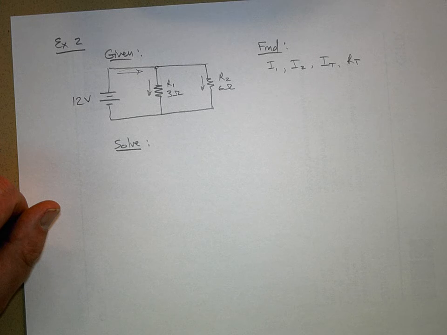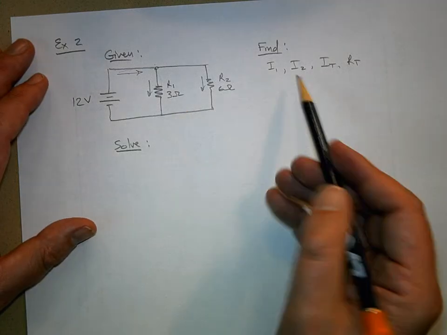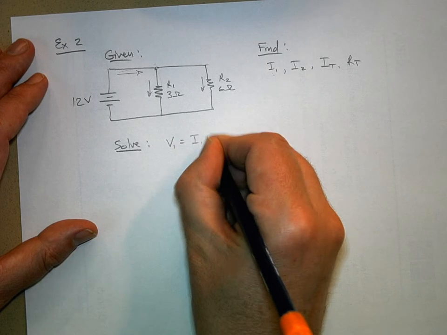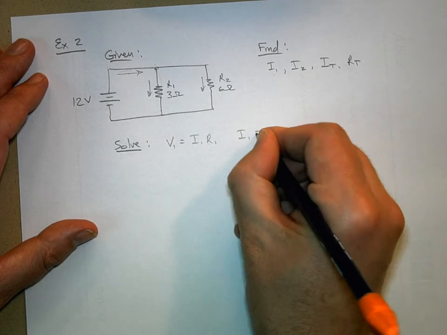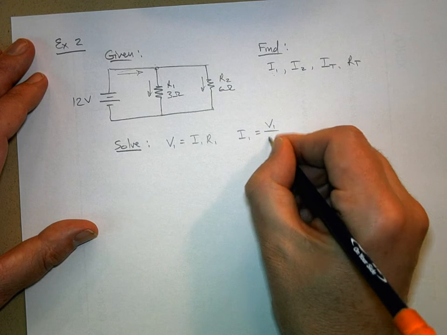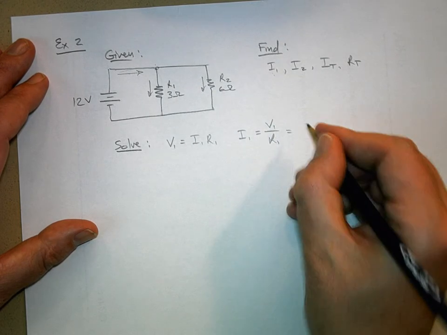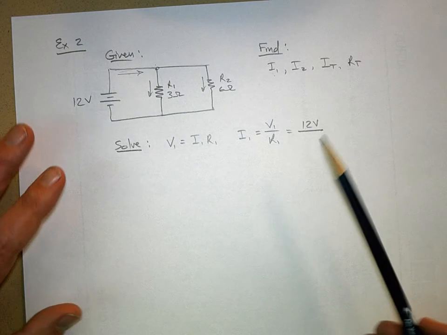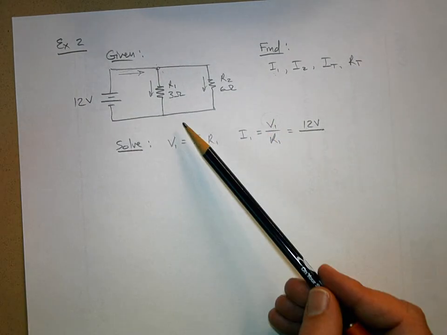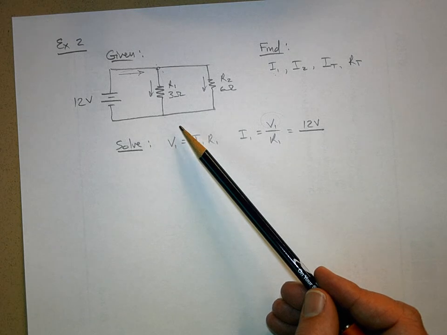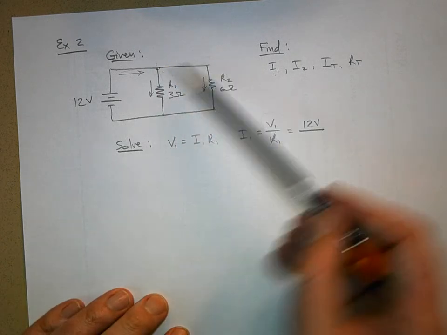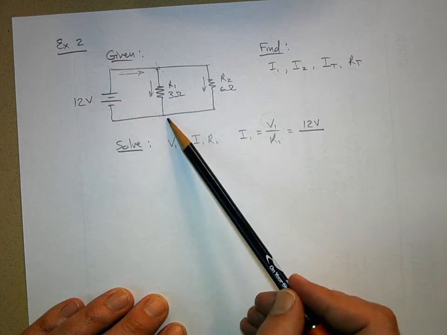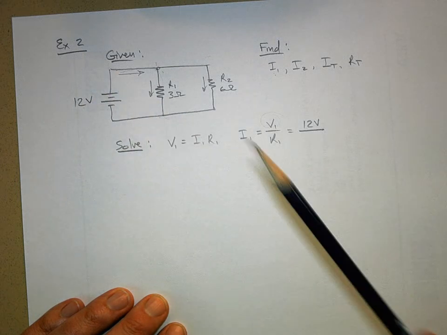Now, what is I1? Well, we can start off V1 equals I1R1. So I1 is equal to V1 over R1. And that's going to be 12 volts. Do you see that V1 is 12 volts? You have to see that just by looking at it. It's in parallel, so they have the same voltage. So what is V1? V1 is just going to be the total voltage. So that's going to be 12 volts.